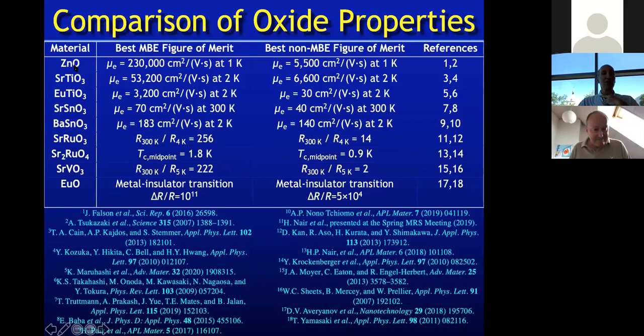So I've deliberately chosen semiconductors with high mobility, a superconductor that is extremely sensitive to disorder, and I'm comparing here, under the same measurement conditions, the highest figures of merit that have been seen in films made by MBE versus in films that are made by other thin film techniques over here on the right. And you can see that the differences can be dramatic, even though I'm quoting what's the best in the literature.